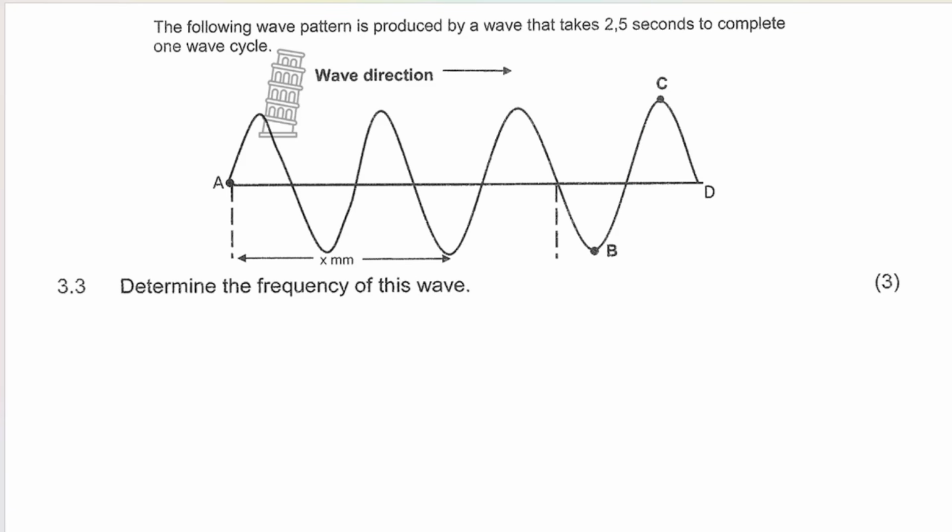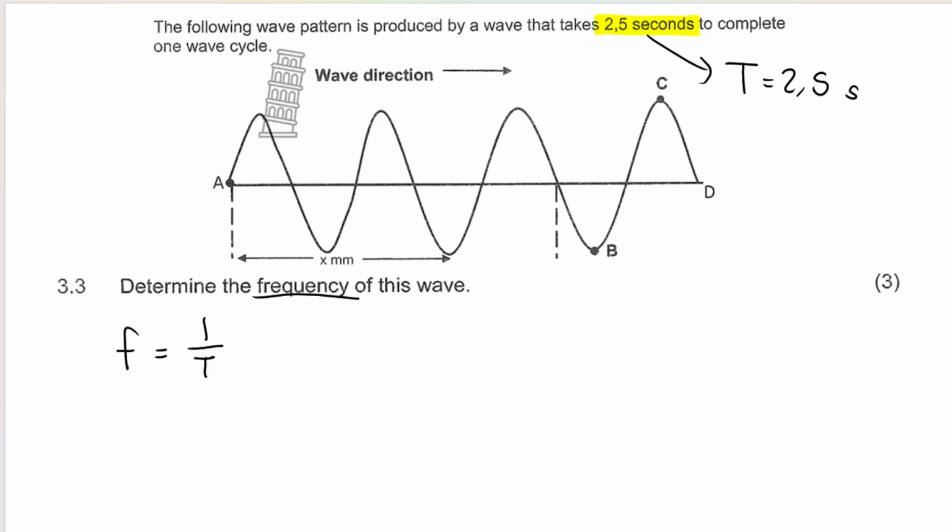3.3 says determine the frequency of this wave. Now remember, we already discussed that 2.5 seconds is the period. Period is 2.5 seconds. You need to know that in order to go from period to frequency, we simply use the following formula. Frequency is equal to 1 over period. They are reciprocals of one another.